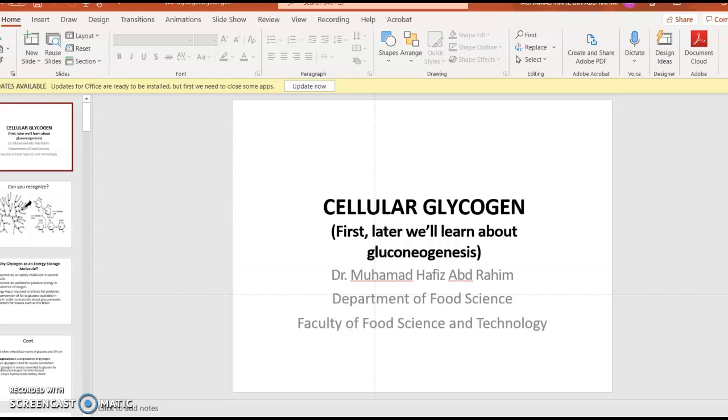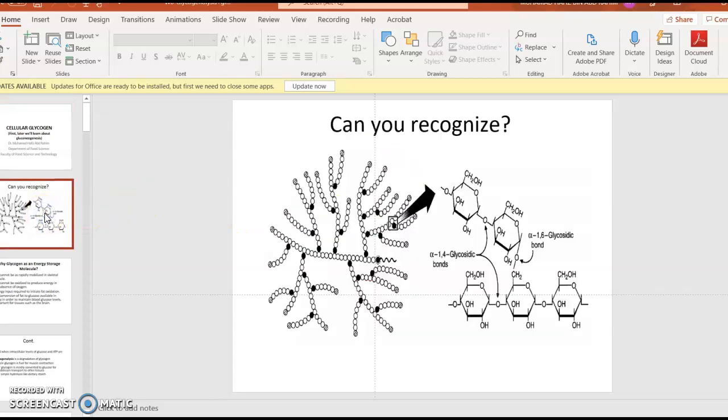So today we are going to learn about cellular glycogen. We will learn this one first before we learn about gluconeogenesis. Gluconeogenesis happens after, or in opposite of, glycolysis. But because glycogen happens in between them, we will learn about them first, just a little bit. This lecture should be very straightforward.